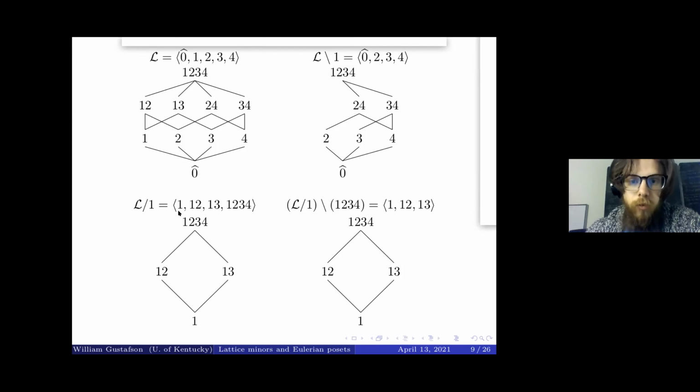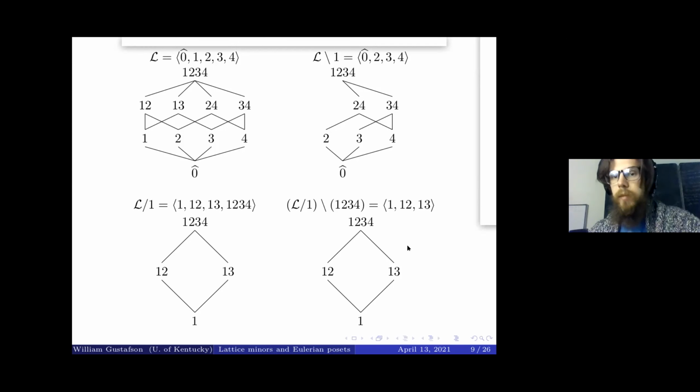And yes, here's our generating set, right? So we get 1 just coming from 0 hat and 1. And then 1, 2 come from 1 join 2, 1, 3 from 1 join 3. And then we also get 1, 2, 3, 4 as a generator from 1 join 4. Okay, and then if we take this minor and delete the generator 1, 2, 3, 4, well, we get this over here.